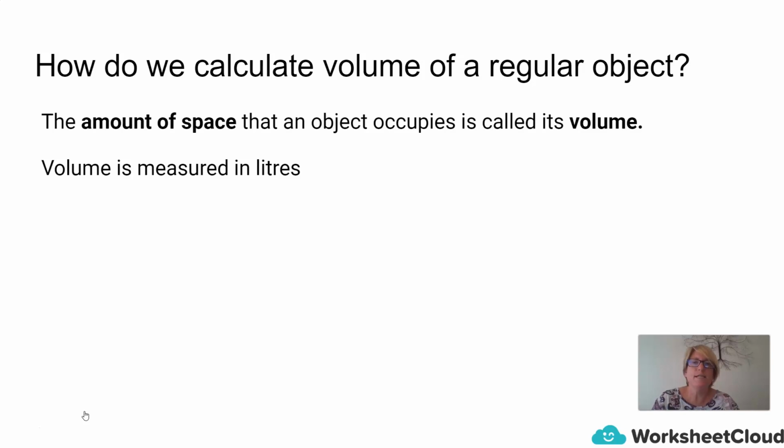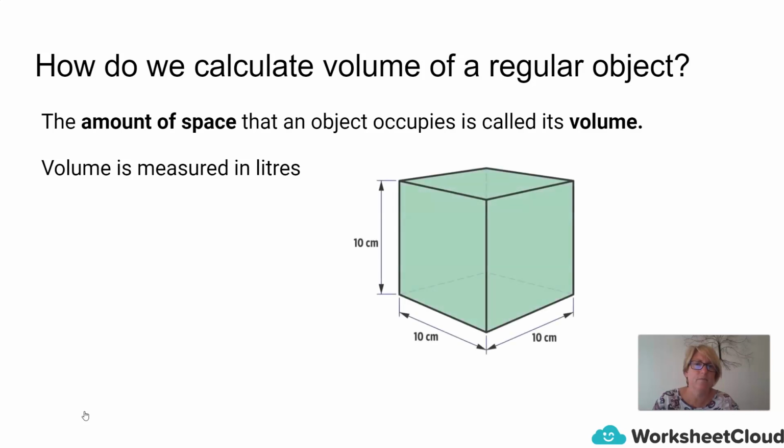So firstly, what is volume? The amount of space that an object occupies is called its volume. And we measure volume in liters. But how do we go about calculating this?